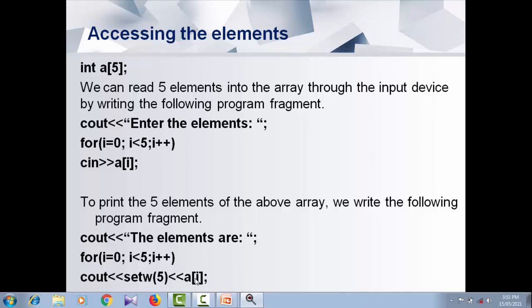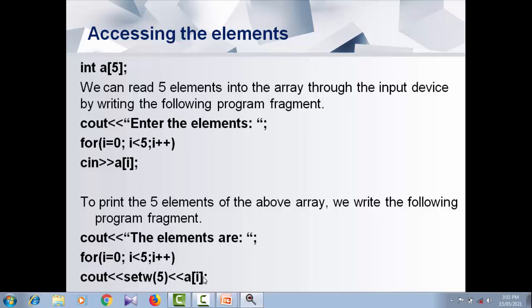So a of 0 has the value 1, it will be printed, and I value will be incremented, I becomes 1, 1 is less than 5, yes, the condition is true. At the position of a of 1, the value is 2, that 2 will be printed, and again I is incremented, I becomes 2, 2 is less than 5, yes. At the position of a of 2 the value is 3, that will be printed, and I is incremented, I becomes 3, 3 is less than 5, yes, the condition is true.